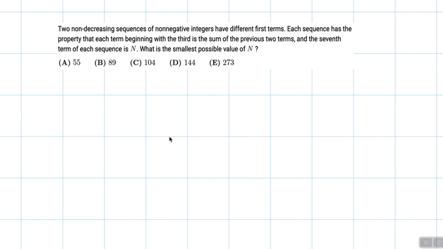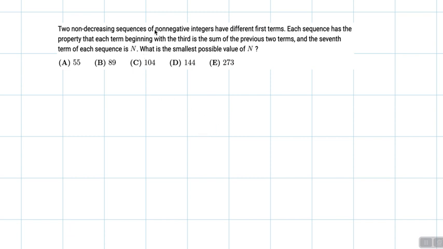Two non-decreasing sequences of non-negative integers have different first terms. Each sequence has the property that each term beginning with the third is the sum of the previous two terms, and the seventh term of each sequence is n. What is the smallest possible value of n?